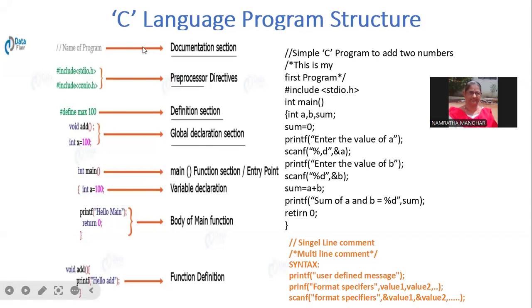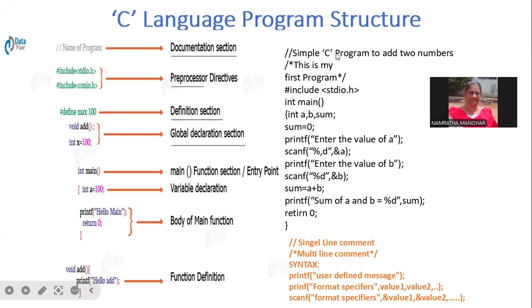Now, how do you give this documentation section? This is a non-executable section. That is, the statements written in this documentation section are not executed. So how do you identify whether it is an executable statement or a non-executable statement? These non-executable statements are all called comment statements. C has 2 types of comment statements: single line comment statement and multi-line comment statement. A single line comment statement is given by 2 slashes.